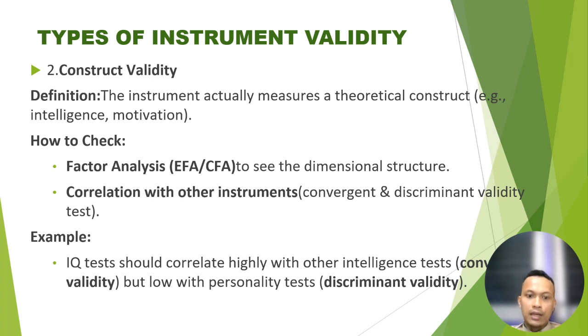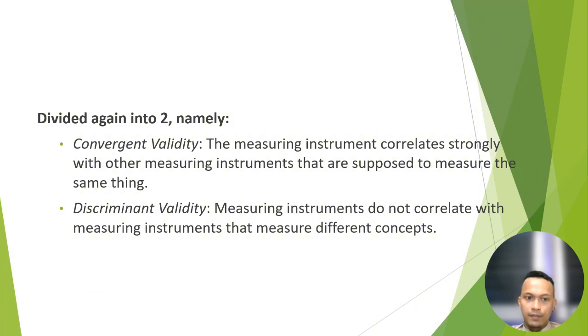Example, IQ tests should correlate highly with other intelligence tests, but low with personality tests. It is divided again into two, namely convergent validity and discriminant validity. Convergent validity means the measuring instrument correlates strongly with other measuring instruments that are supposed to measure the same thing. And what about discriminant validity? It correlates with measuring instruments that measure different concepts. It's different.